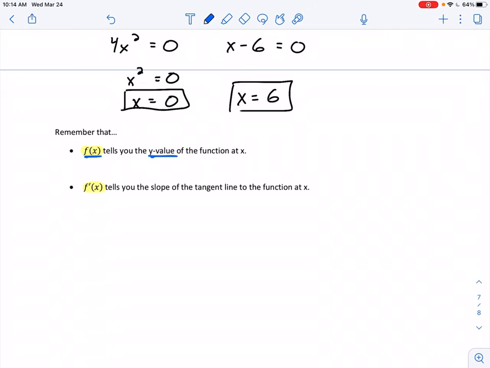So the original function tells us the y value. The derivative, f prime of x, tells us the slope of the tangent line to the function f of x, our function, at a specific x value. So if I take 2, plug it into my derivative, that will tell me the slope of the tangent line at x equals 2, not the y value. So these two look similar. We have f of x and f prime of x, but we need to keep them straight and remember exactly what piece of information each one of these gives us.